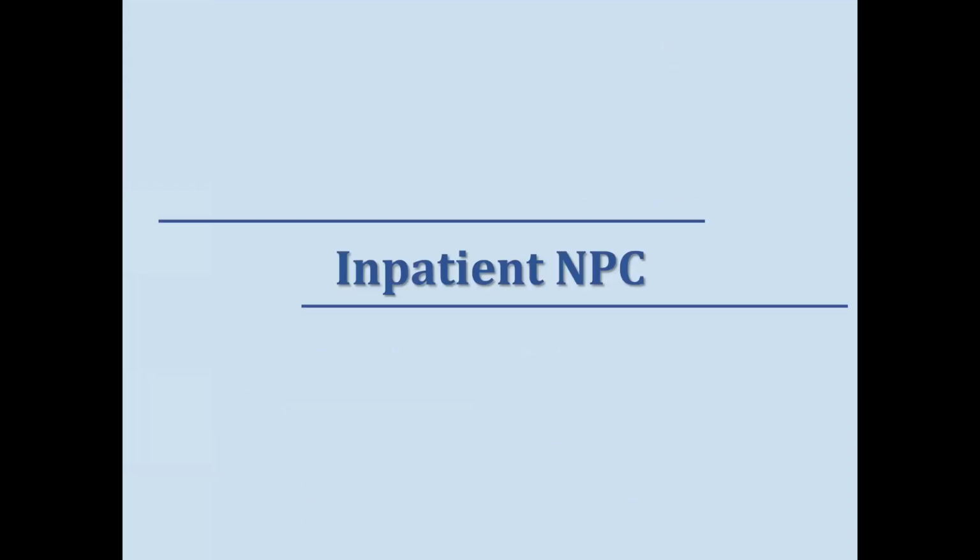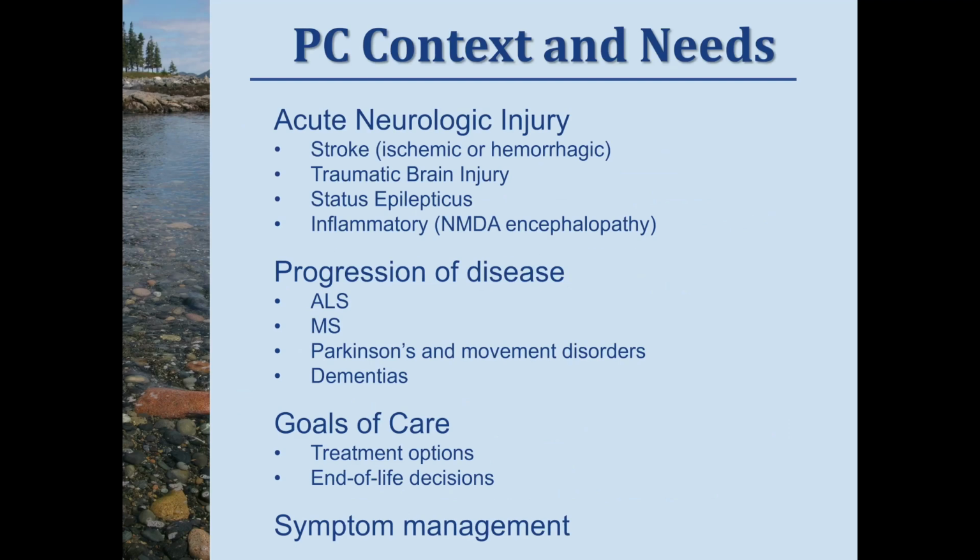So let's briefly talk about some inpatient palliative care. The needs you'll see on the inpatient side, typically these are patients with something acute neurologic going on. Stroke, either ischemic or hemorrhagic, traumatic brain injury, status epilepticus, inflammatory. We've had patients with NMDA encephalopathy being hospitalized for months, and we were able to come alongside and support them through that whole process.